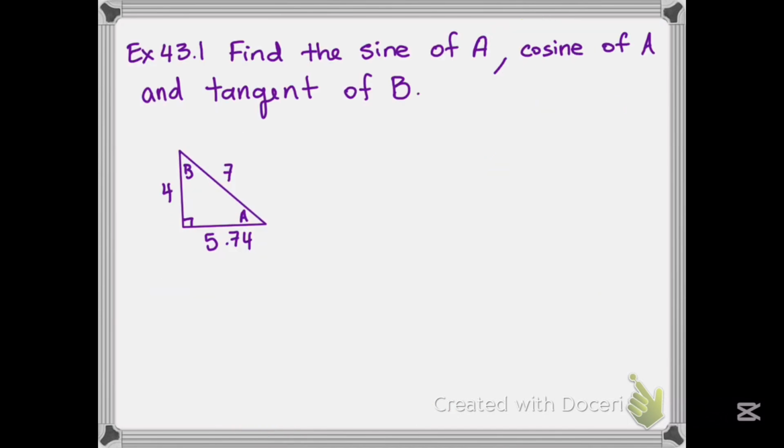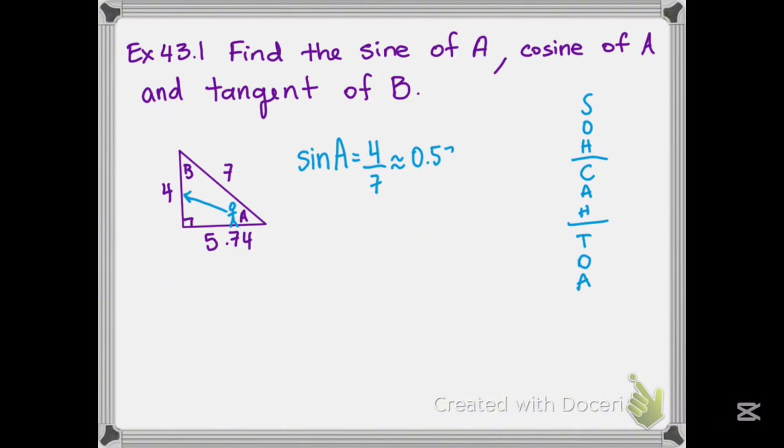The first example says, find the sine of A, cosine of A, and tangent of B. So remember, we have to look from the perspective of the angle. So I'm going to draw myself here and say, okay, what was sine? Well, if we remember about SOHCAHTOA, sine is opposite, so the opposite of A, which is 4, over hypotenuse, which is 7. And what you want to do is put that in the calculator, 4 divided by 7, and write the approximation, which is 0.57. Make sure you try it there and see what's happening. And that's it. That's the sine of A.